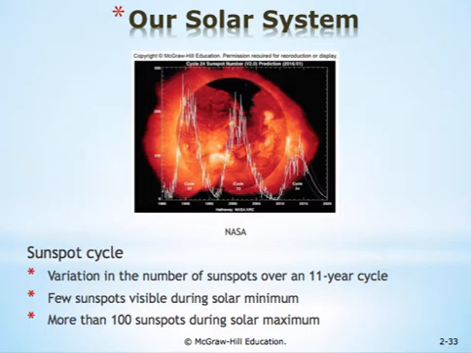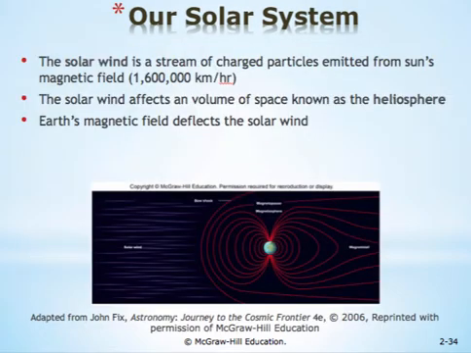There are few sunspots visible during the solar minimum and more than 100 sunspots during the solar maximum. The solar wind is a stream of charged particles emitted from the sun's magnetic field, and the solar wind affects a volume of space known as the heliosphere.